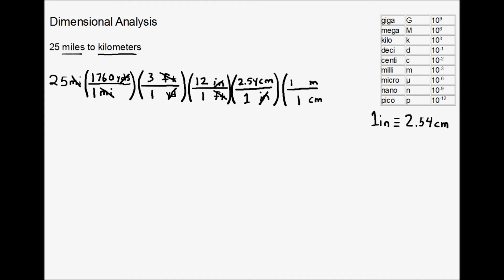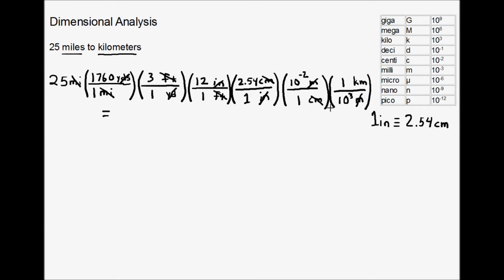1 centimeter is 10 to the minus 2 meters. And then I can go to kilometers from meters. Get rid of the meters, go to kilometers. Alright, 1 kilometer is 10 to the 3 meters. So, centimeters have canceled, meters have canceled. My unit now is kilometers, and now I can just do this math to get an answer.